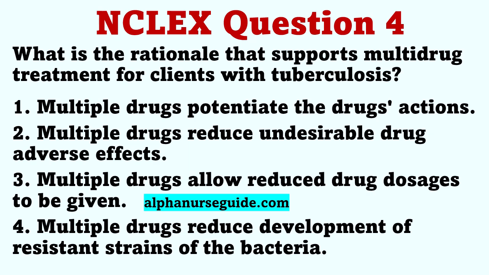The correct answer is 4. Use of a combination of anti-tuberculosis drugs slows the rate at which organisms develop drug resistance. Combination therapy also appears to be more effective than single drug therapy. Many drugs potentiate or inhibit the actions of other drugs. However, this is not the rationale for using multiple drugs to treat tuberculosis.